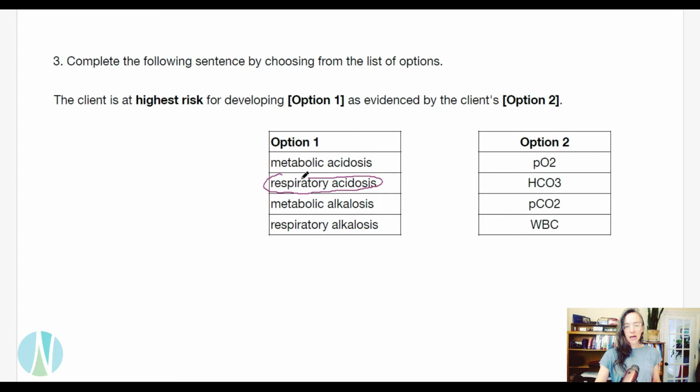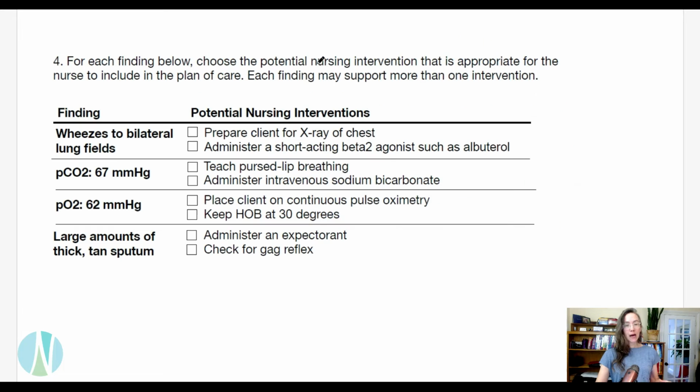So what would be the answer? Respiratory acidosis. And then you want to link up your answer with the most likely option. How do we know they have respiratory acidosis? What tells us that? Well, it's not the WBCs, even though those were abnormal. It's not the O2, because they don't have to have an abnormal O2 to be in respiratory acidosis. But the CO2 tells you that, right? That's an acid.